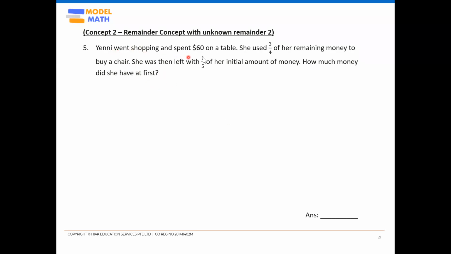Yenni went shopping and spent $60 on a table. She used three-quarter of her remaining money to buy a chair. She was then left with one-fifth of her initial amount of money. How much money did she have at first?